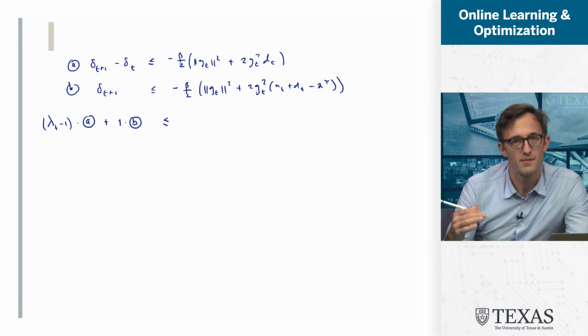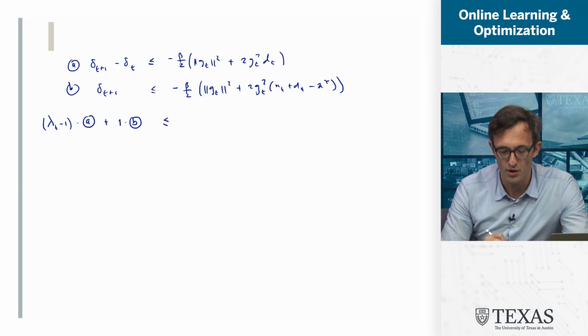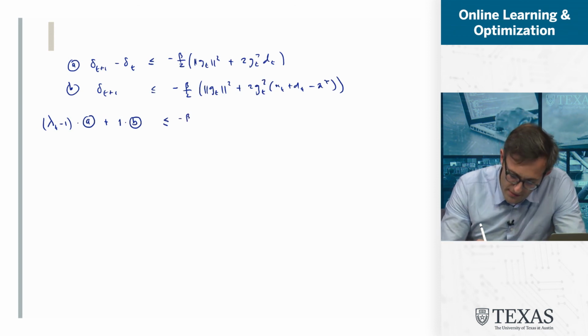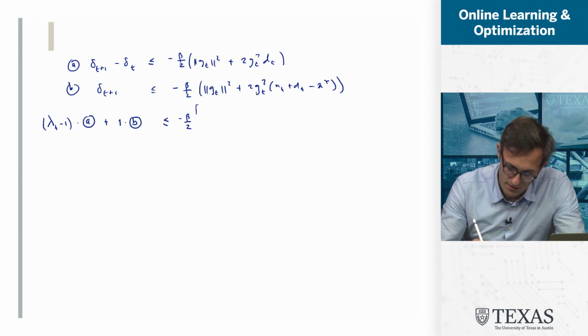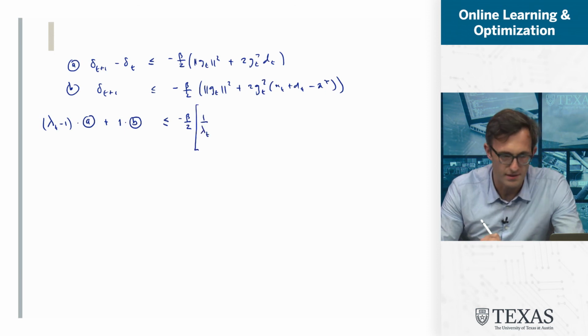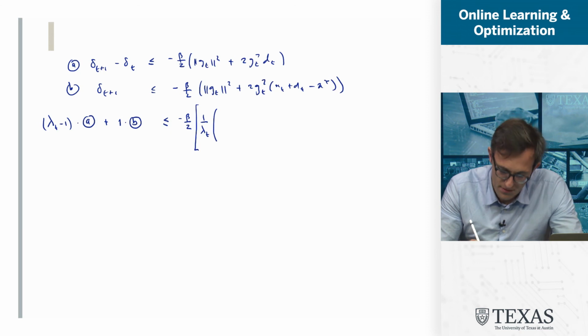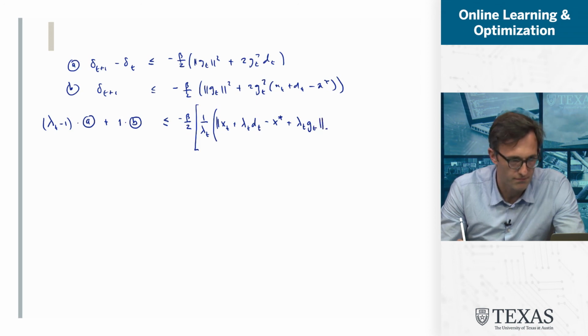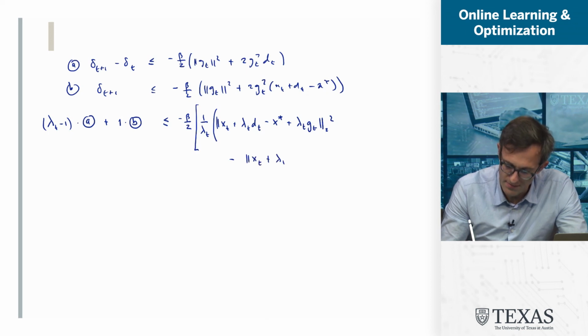And just adding these up, you'll see what you get on the right-hand side. This is less than or equal to, because I'm adding two inequalities. Lambda is between 0 and 1, so I'm adding them with non-negative weights, so the inequalities can be added. This is less than or equal to minus beta over 2 times 1 over lambda t times the norm of xt plus lambda t dt minus x star plus lambda t gt, squared, minus the norm of xt plus lambda t dt minus x star, squared.